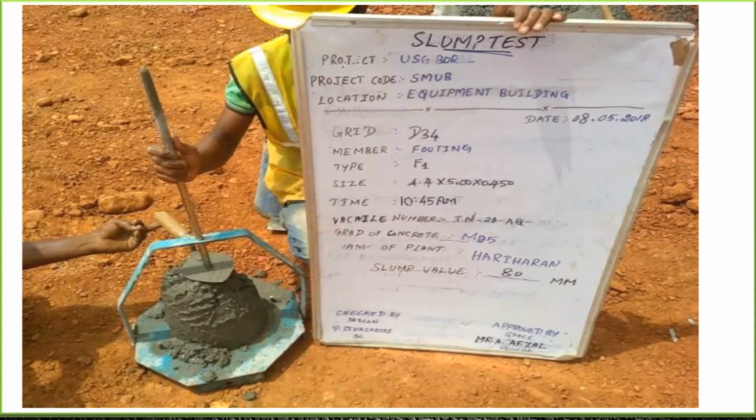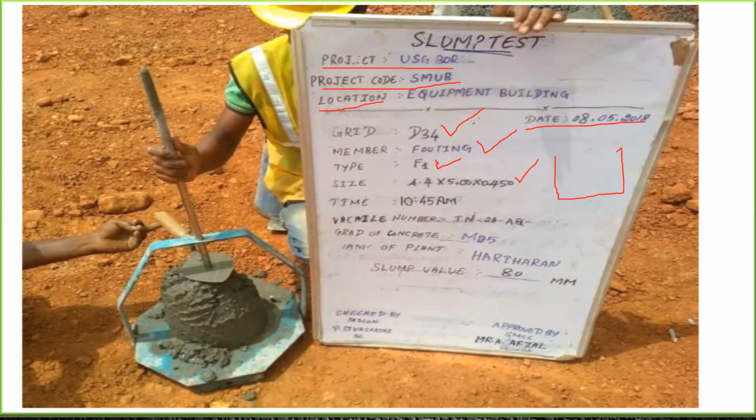So you have to write what project you're working for, what is your project code that will be given by the company. What is the location in which you're going to do it. So it's written here, equipment building, on which date you're doing this, right? The grid number, you're going to get this from the structural drawings. What is the member where you're going to pour this concrete? You're pouring this concrete in the footing. The name of the footing is F1, fine. The size of the footing is 4.4 meter by 5 meter by 450 mm depth.